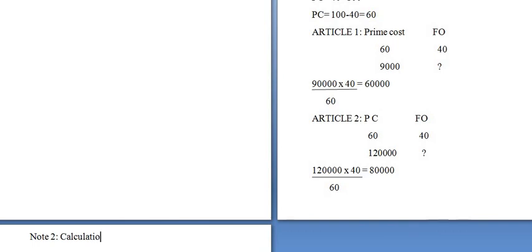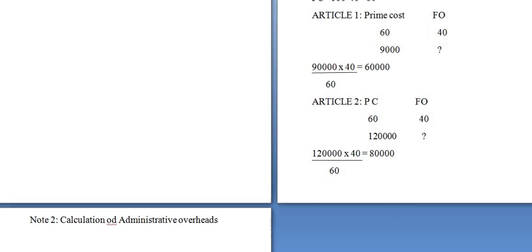note 2, calculation of administrative overheads. Okay, yes. Now what they have given here is that on total cost it is 20%. So here also we should have a working. So how will you get total cost?